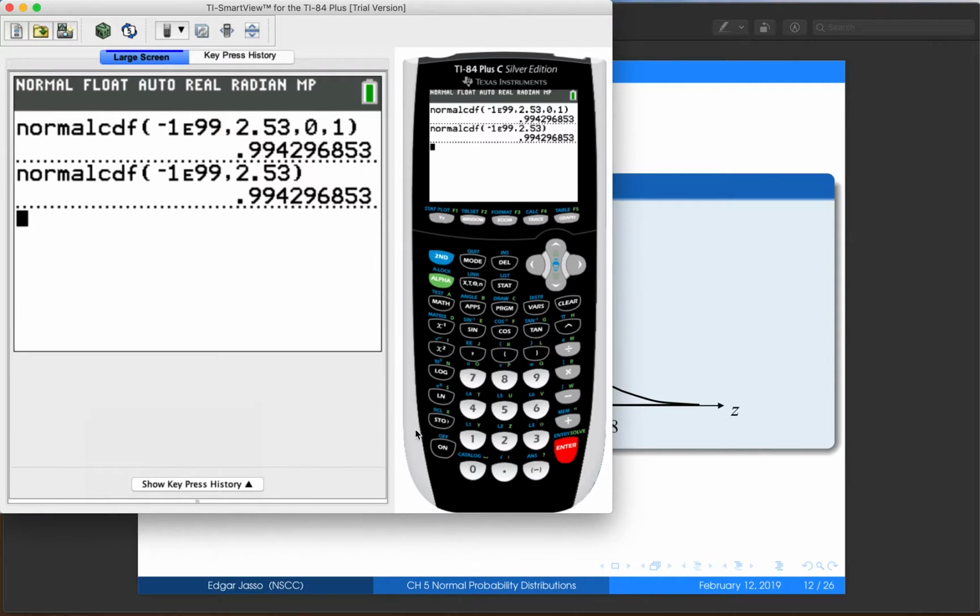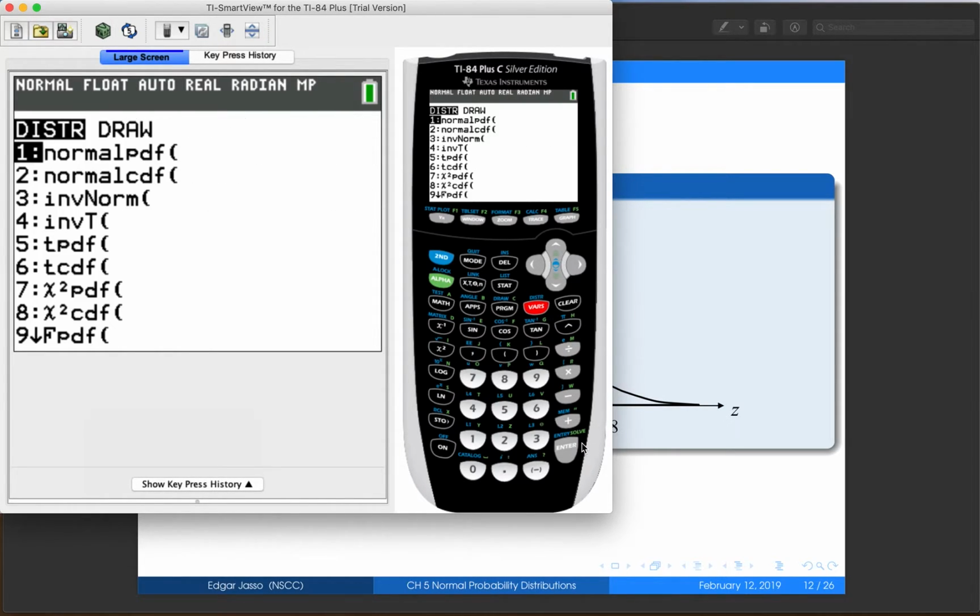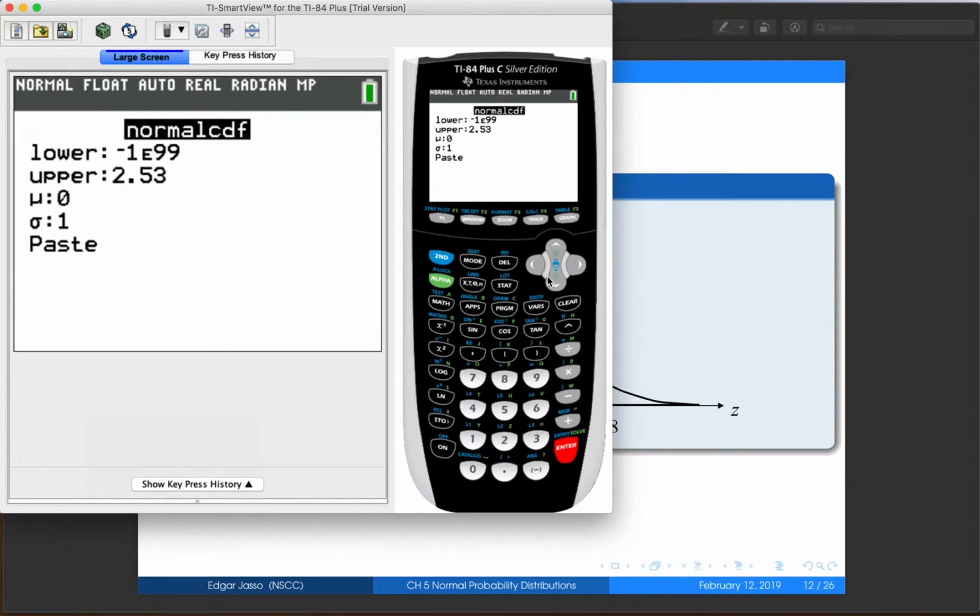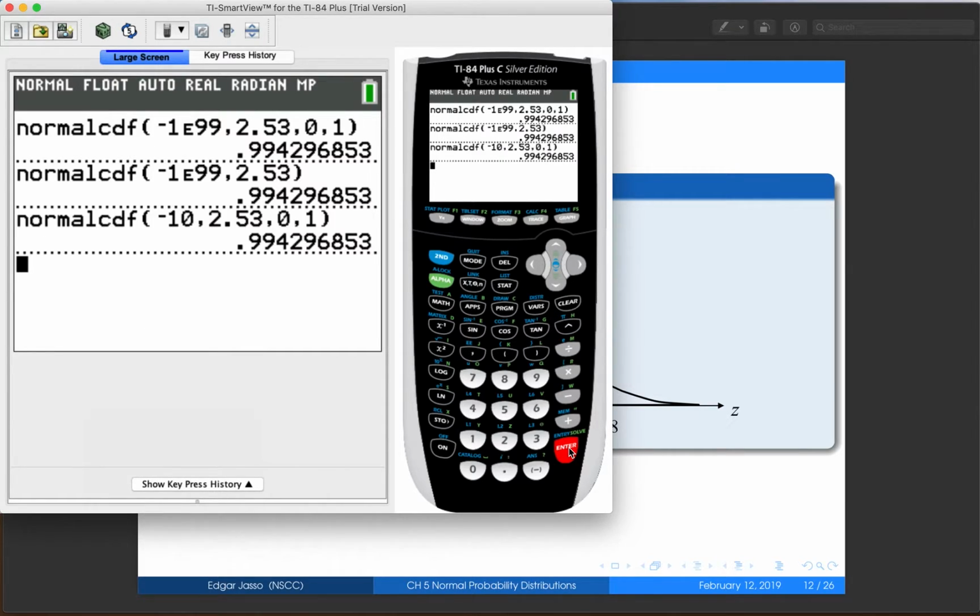So if I do second distributions, normal CDF, number 2, and all I do is say, I'm going to put from, let's say, negative 10. Why is that? Because I'm using standard deviation 1. So this means I'm at least 10 standard deviations to the left of the mean. It's way, way too small. Yeah, I see no difference at all.